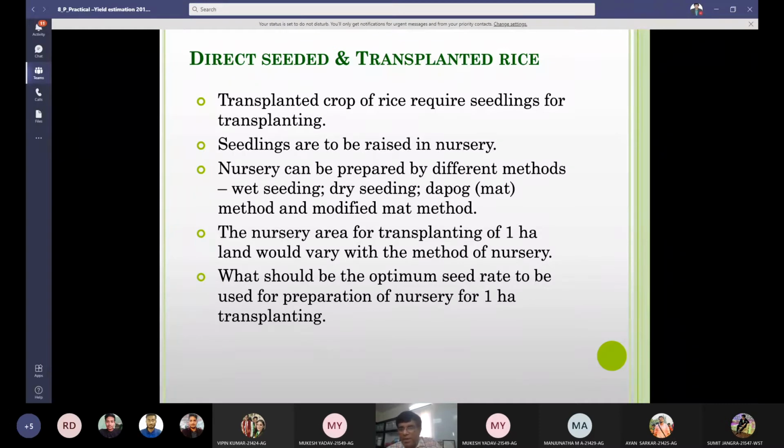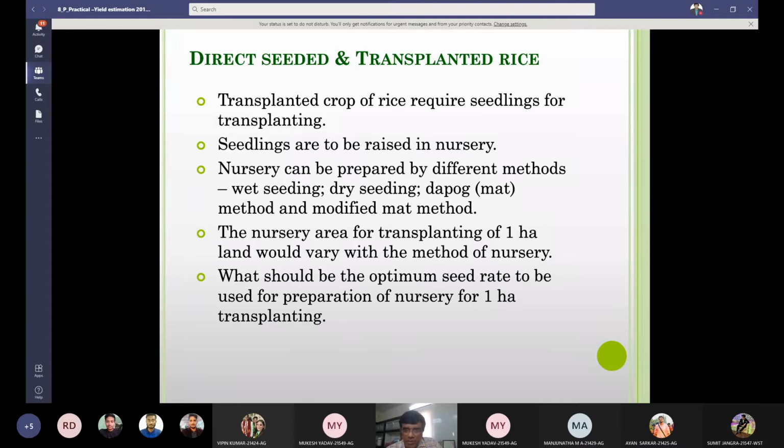Nursery can be prepared by different methods. There are so many methods and modifications of growing rice nursery across the globe. But the most common method is wet seeding. The next is dry seeding, then the depot method and the modified mat nursery method. So there are four important methods of raising seedlings of rice. I will explain these methods separately in another class, so today you do not ask questions on these different methods of preparing nursery because I will take a class on the subject.